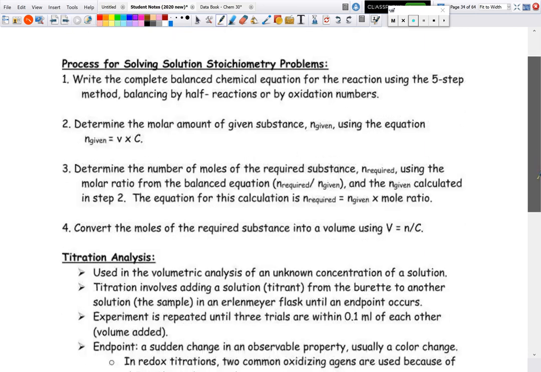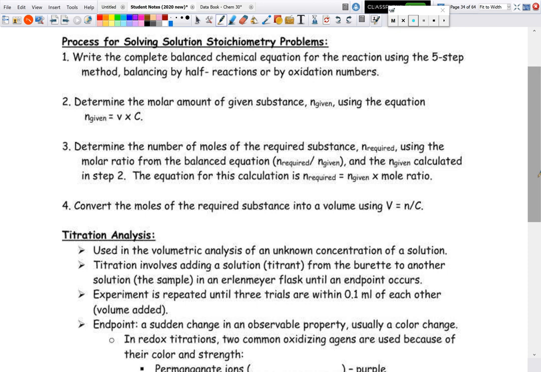Now the process for solving stoichiometry problems, we have our 4 steps right here. Now this is the same that you would have had in Chem 20. So we have step 1, writing out the complete balanced chemical equation. Now in this one, because we are dealing with redox chemistry, we will need to use the 5-step method. So there are multiple steps within step 1, but as long as we get our balanced chemical reaction first, we're fine.